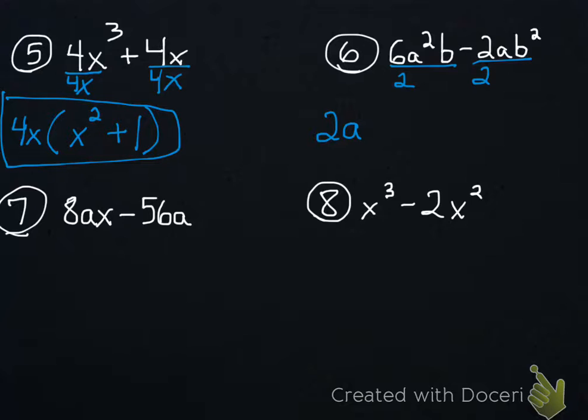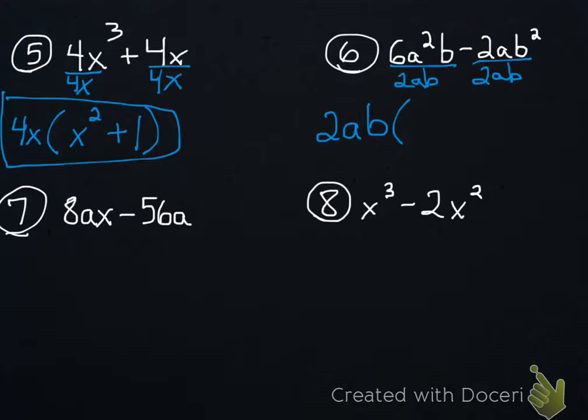Now look at the b's. First term has 1, second term has 2. I can only pull out 1. Remember, you can pull out the lowest exponent, highest coefficient. So 2ab is the GCF. So we're dividing by 2ab.